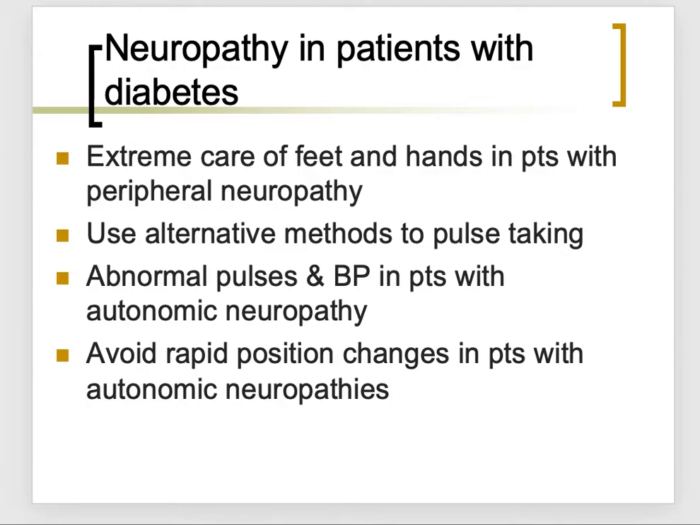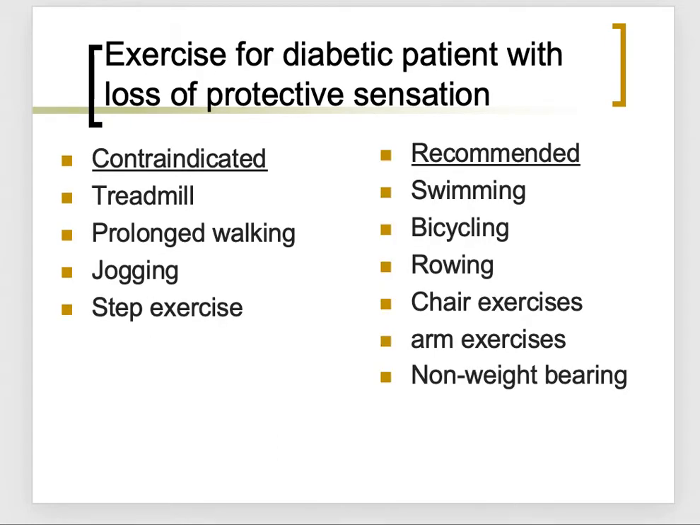We also often see abnormal pulses and blood pressure, again, because of autonomic neuropathy. So they might be wearing a heart rate monitor, using a hand sensor on one of the exercise machines, avoiding rapid position changes, because with autonomic neuropathy, the body is not sensing those positional changes or even the need to increase or decrease heart rate.